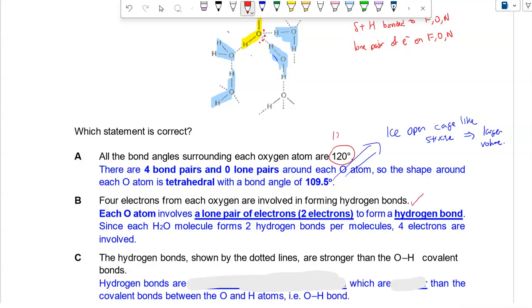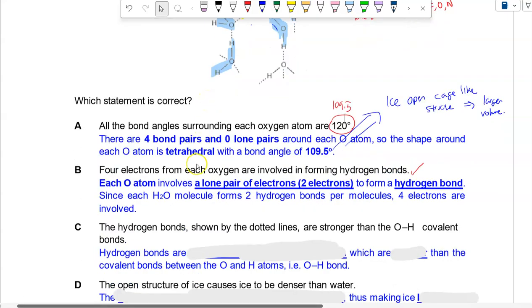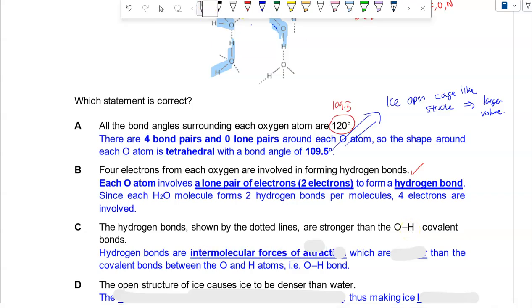This one is wrong because it's 109.5. Okay, then before we go on to conclude this, let's check through C and D. So in this case, B is a correct option, and therefore C and D must be wrong. So the hydrogen bonds shown by the dotted lines are stronger than OH covalent bond. That is definitely wrong because hydrogen bonds are intermolecular forces of attraction, and these are weaker than covalent bonds.